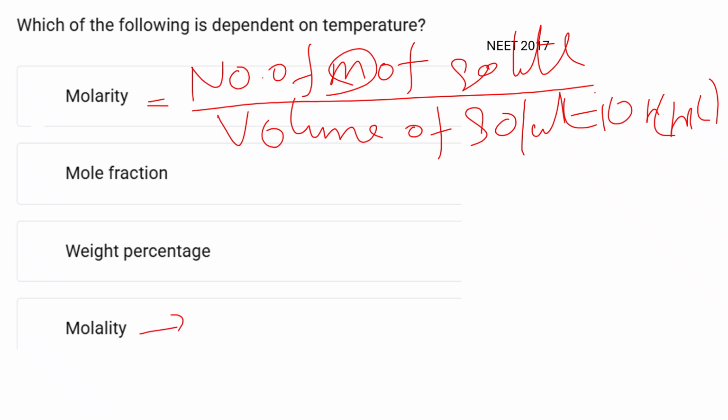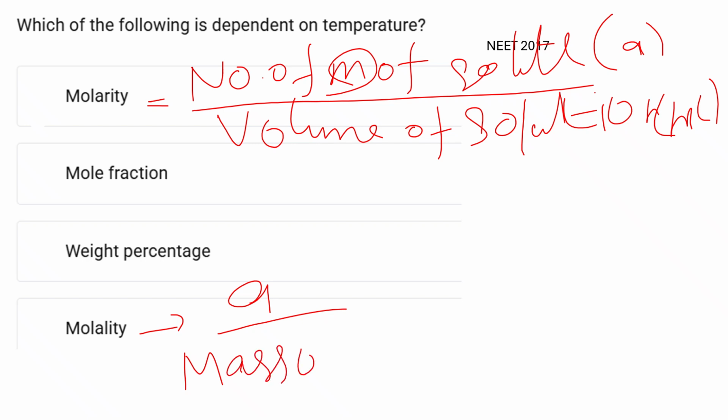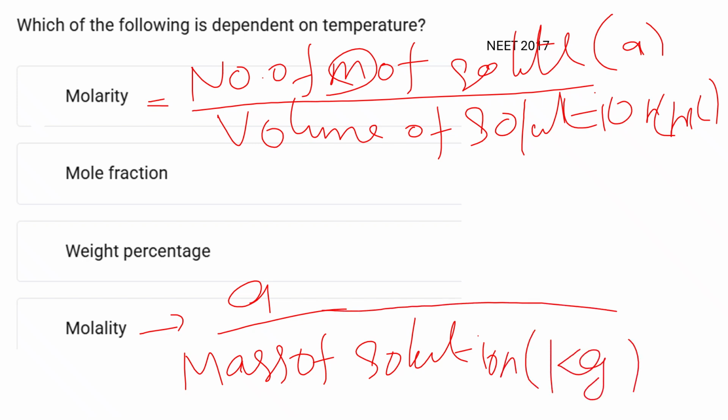Then what about molality? There is only one difference. If I take the number of moles of solute as a, then molality is nothing but a divided by the mass of solution. Why is this mass and why was there a volume? Because it is in kilogram or else gram. From this we understand the simple difference between molarity and molality. Writing the denominator as volume of solution in ml and in kilogram is not a correct way.